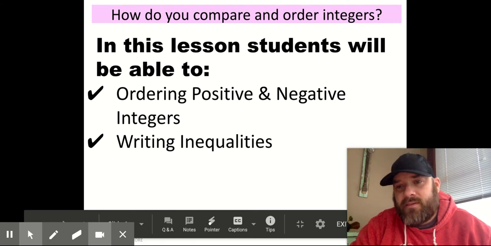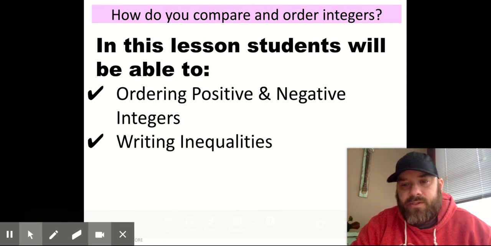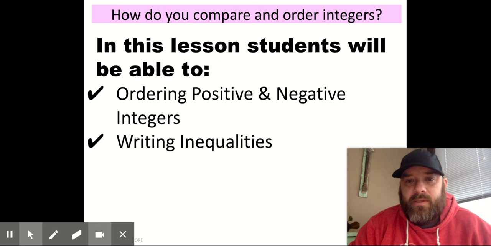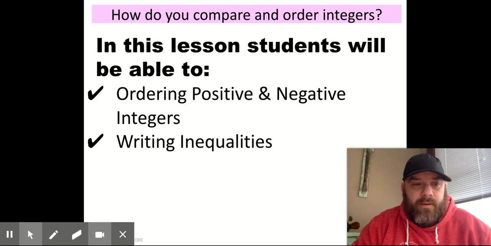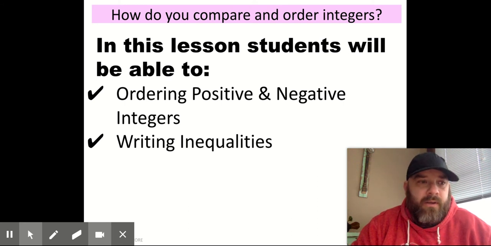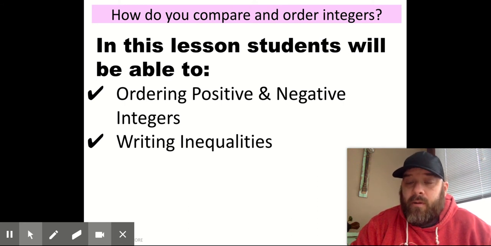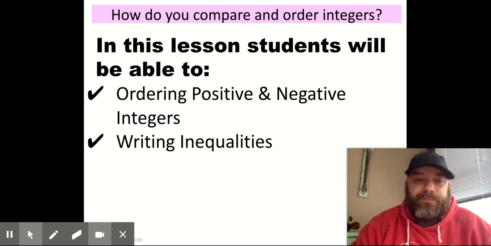This week's math lesson is we're still working with integers, and we're going to be looking at how to compare and order integers. So again, remember integers are numbers that have a value either above 0 or below 0.